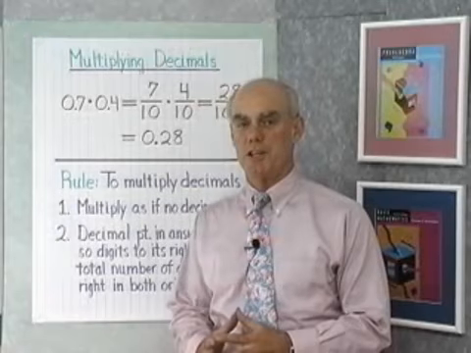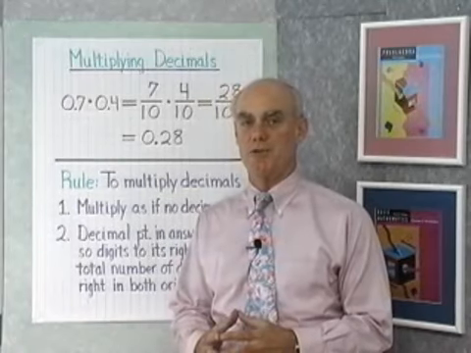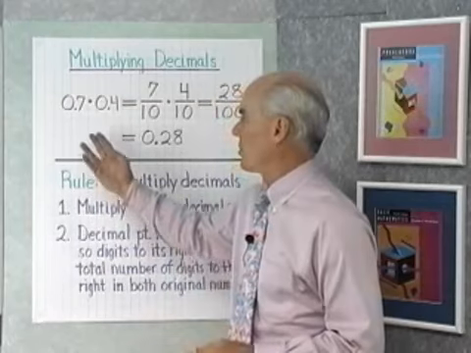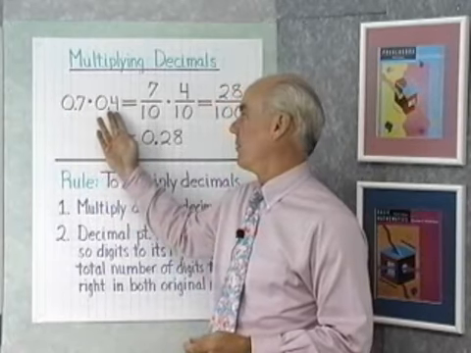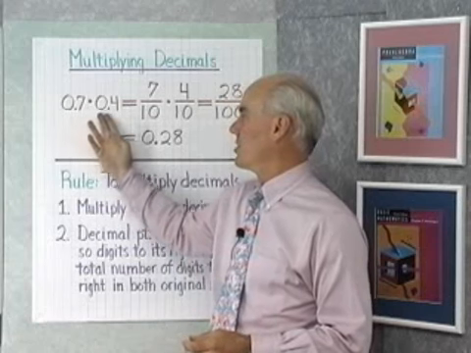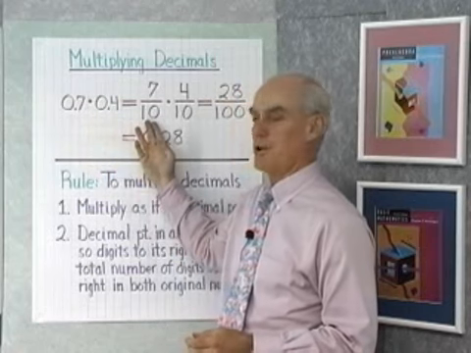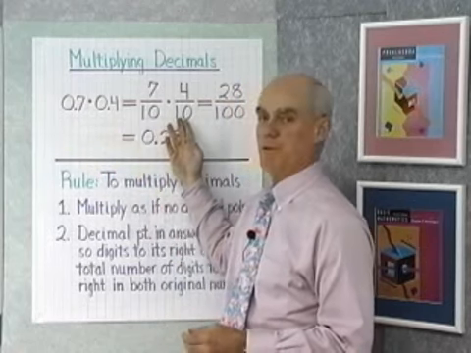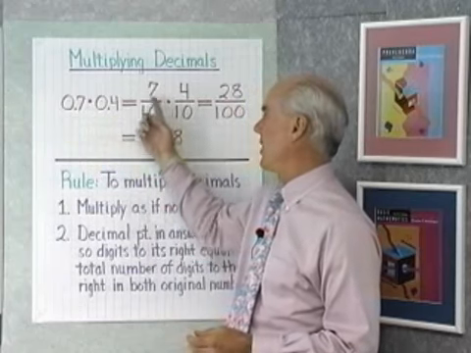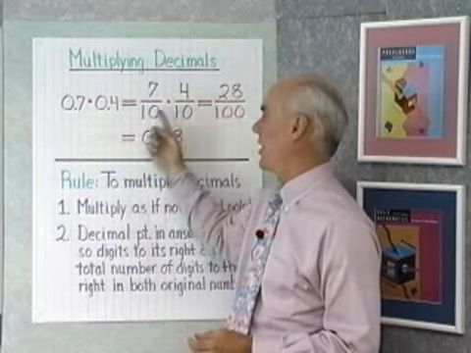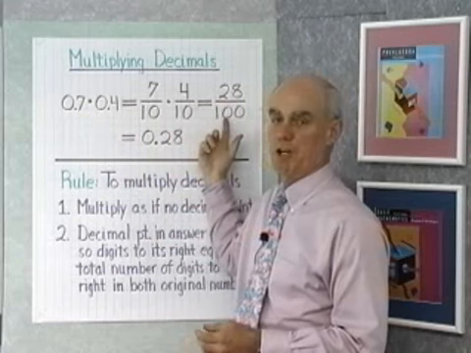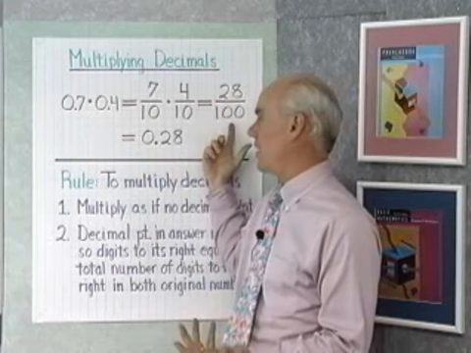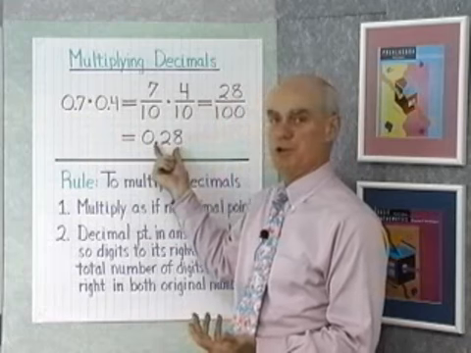The rule for multiplying decimal numbers is a little more complicated than the rule for adding decimal numbers. Suppose we want to multiply 0.7 by 0.4. We can change each of these to fractions by writing 0.7 as 7/10 and 0.4 as 4/10. Now you know when we multiply fractions, we multiply numerators and get 28, multiply denominators and get 100. Now 28 over 100 is 28 100ths, or 0.28.